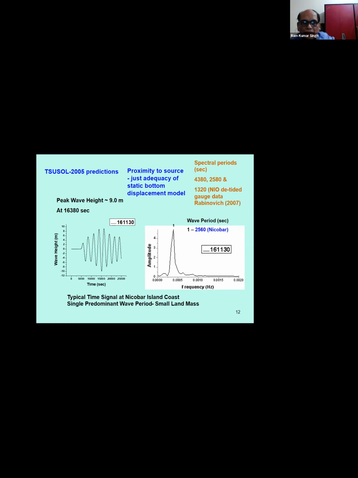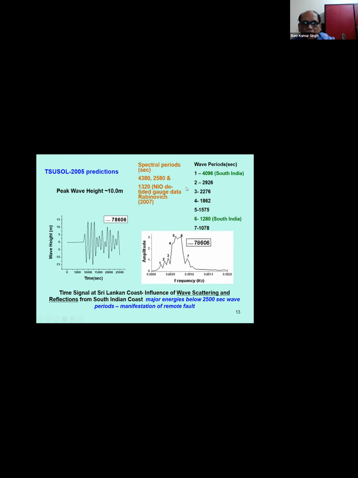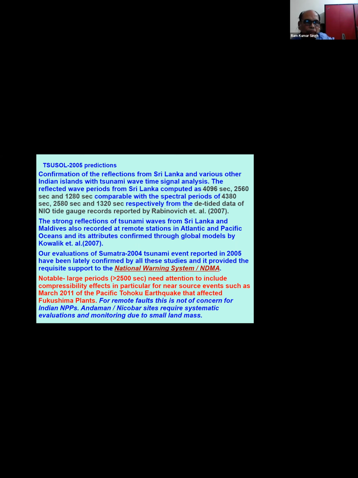So another example is here. This is for the Nicobar, and here also the time signals which we captured were consistent with the recorded information. Of course, in Andaman there were two gauges and one of them got damaged. Then after getting a satisfactory result, this is the data from the Sri Lankan coast, and again we find some reflections, and they were also in agreement with the recorded data.